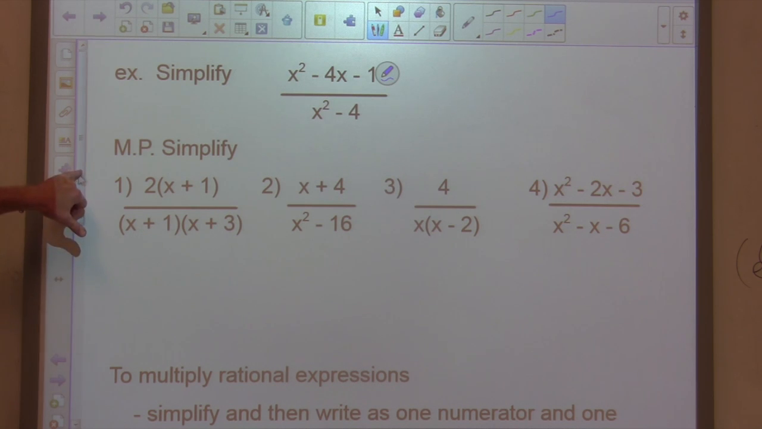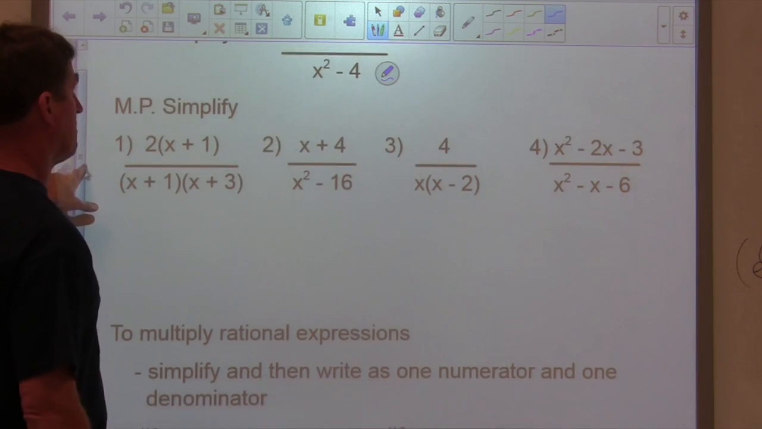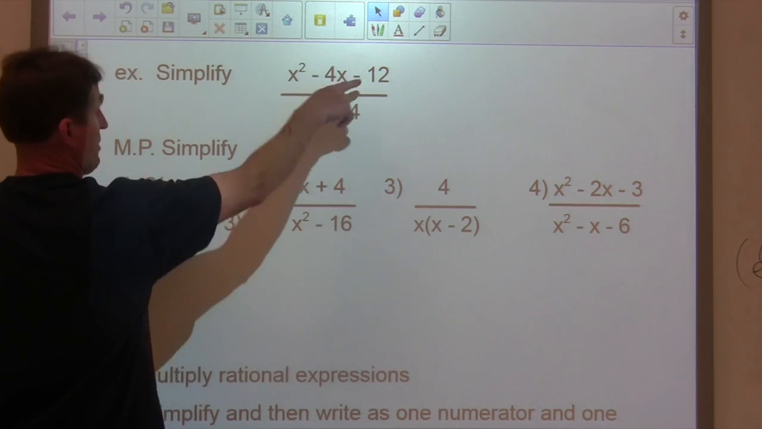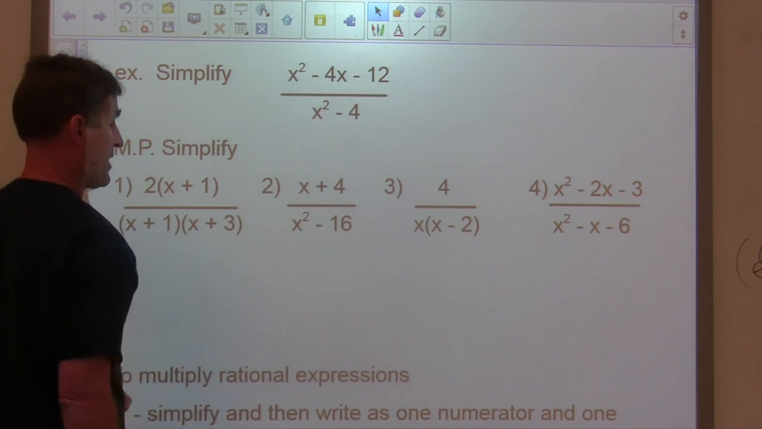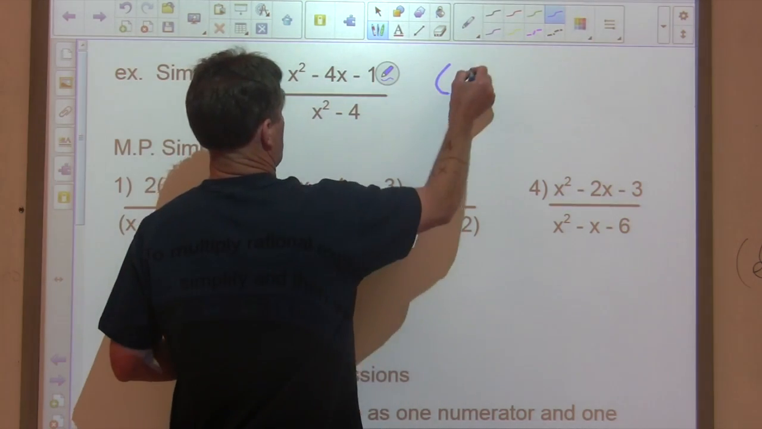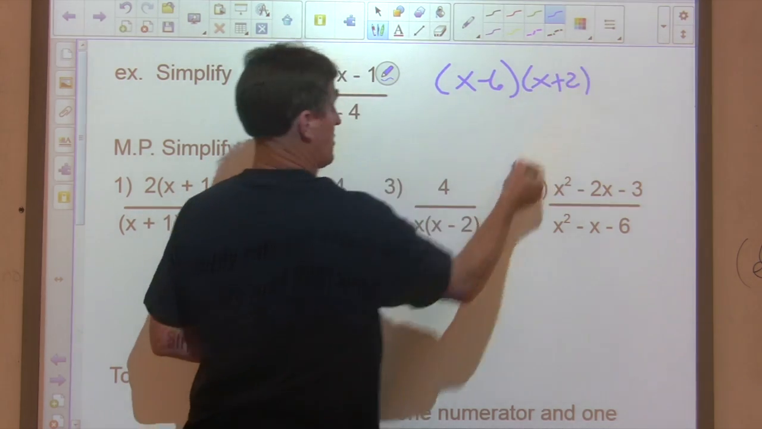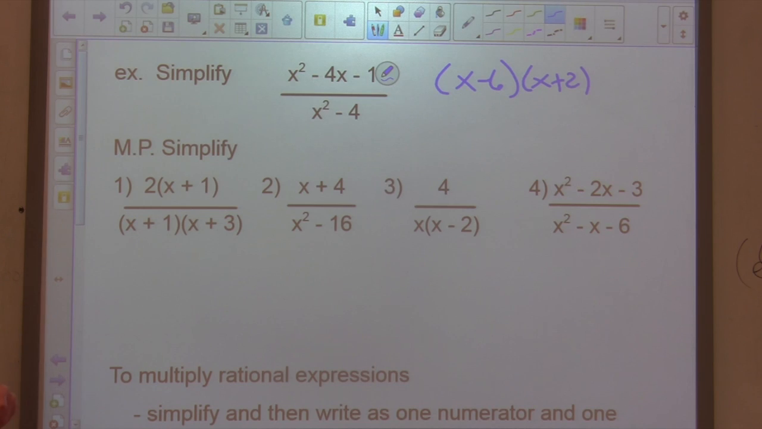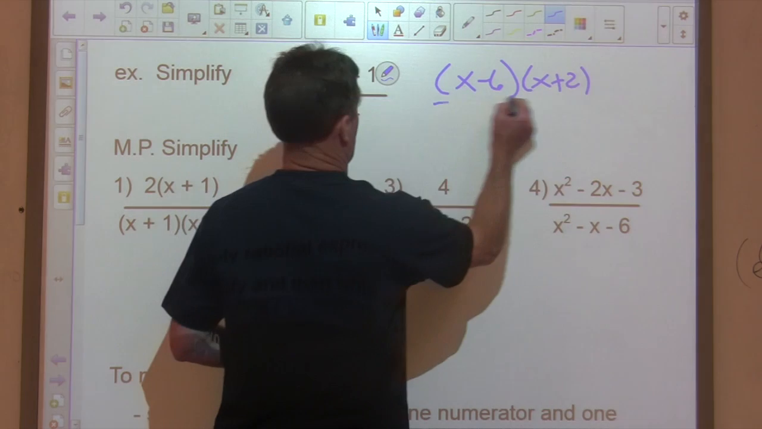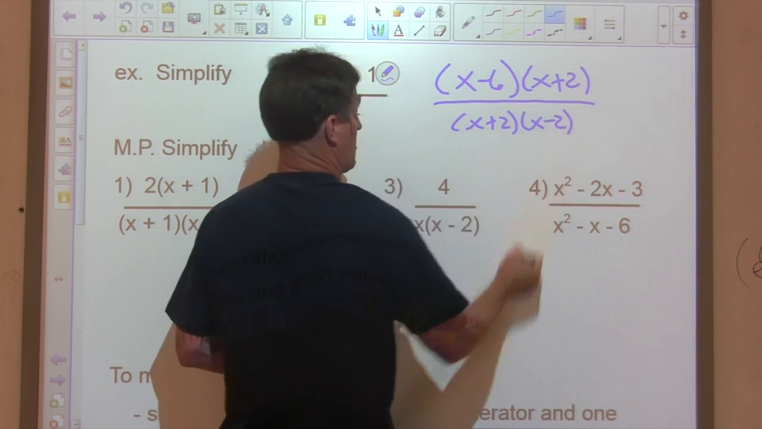So they ask you in this case to simplify x squared minus 4x minus 12 divided by x squared minus 4. So again, the first thing we do is we factor that. So that factors into x minus 6 and x plus 2. Again, most of you are used to doing the x method. This is a difference of two squares. So that factors into x plus 2 and x minus 2.